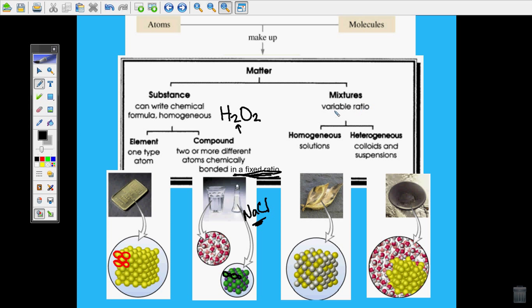Their ratios are variable. And we can break mixtures up into homogeneous solutions and heterogeneous mixtures. Solutions can be solids, liquids, or gases, so don't think of them as just liquids. Here we have a piece of bronze, and bronze is copper and tin mixed together.